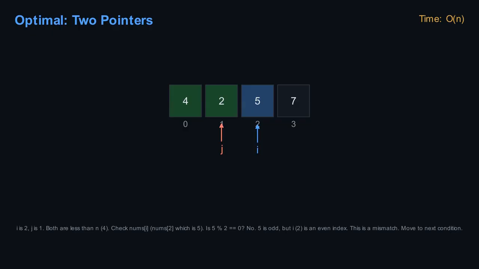Second iteration. Now I is 2 and J is 1. Both are still less than 4, so we continue the loop. We check nums[I], which is nums[2]. nums[2] is 5. Is 5 an even number? No, 5 divided by 2 has a remainder of 1. So the first condition, nums[I] % 2 == 0, is false. We move to the next check. We check nums[J], which is nums[1]. nums[1] is 2. Is 2 an odd number? No, 2 divided by 2 has a remainder of 0. So the second condition, nums[J] % 2 == 1, is also false.